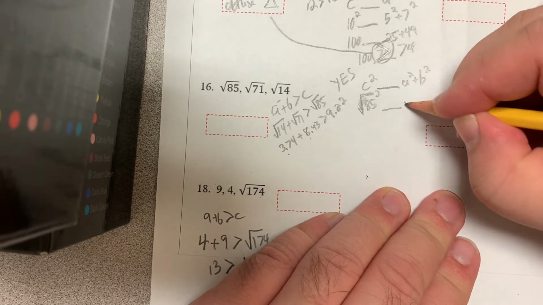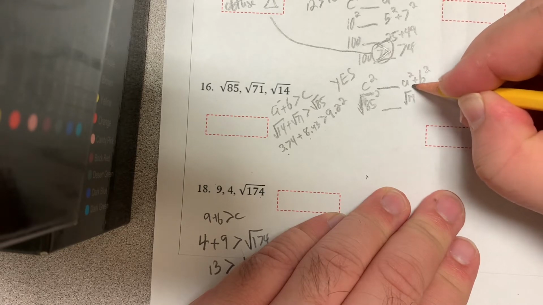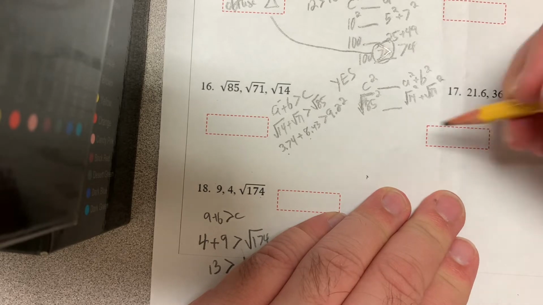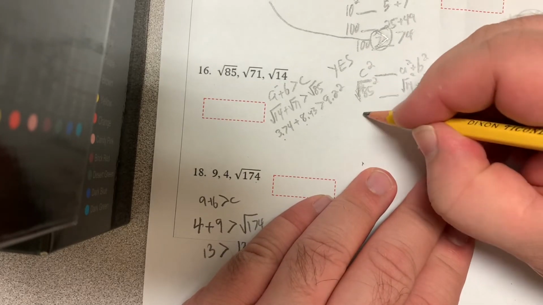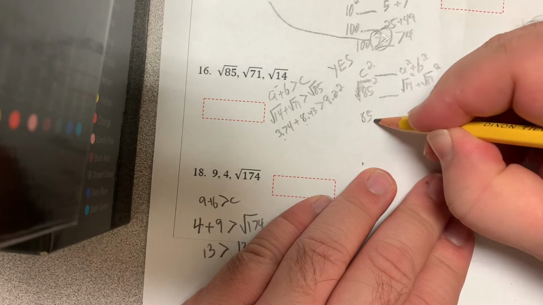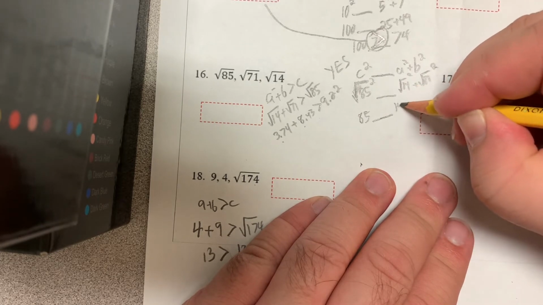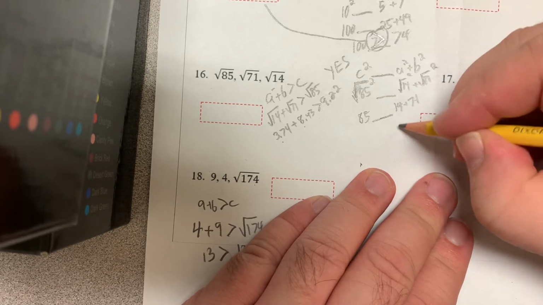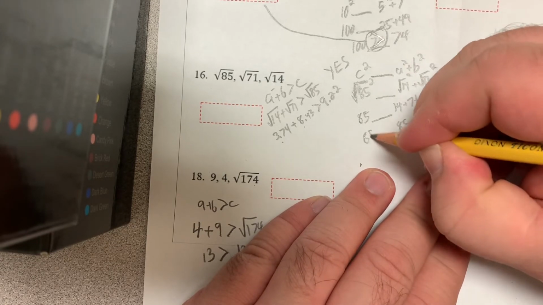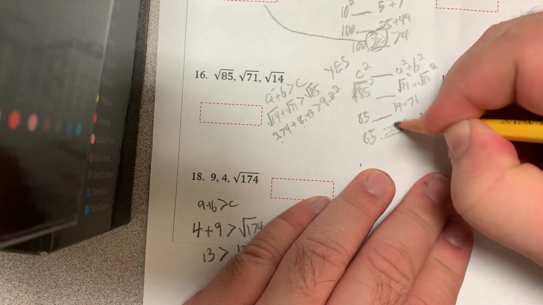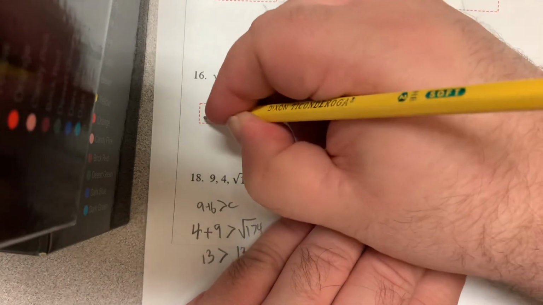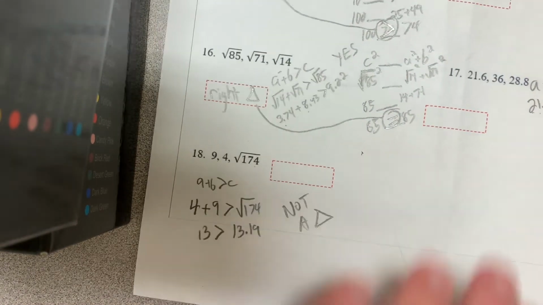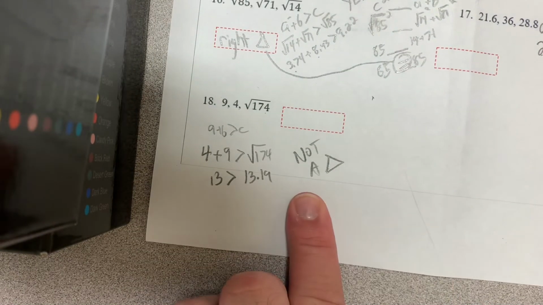And A is going to be the square root of 14 squared plus the square root of 71 squared. Well, square root of 85 squared is just 85. I love those. Square root of 14 squared is 14, and the square root of 71 squared is 71. 14 plus 71 is 85. So we have 85 on both sides. This is equal. And if it is equal, it is a right triangle. All right, this one down here was not a triangle.